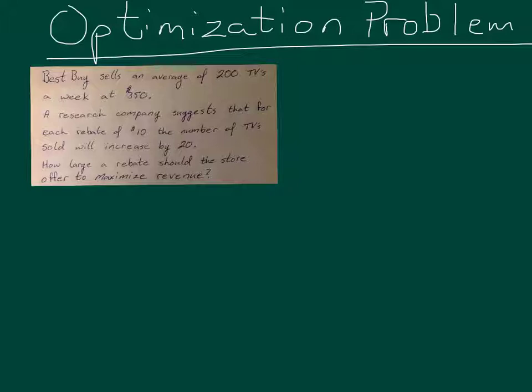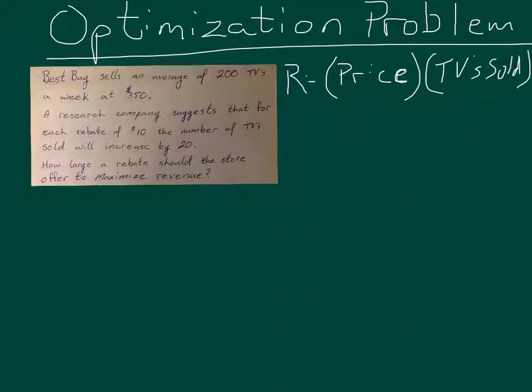Revenue will equal the price times the number of TVs sold. So the original would look like 350 times 200.